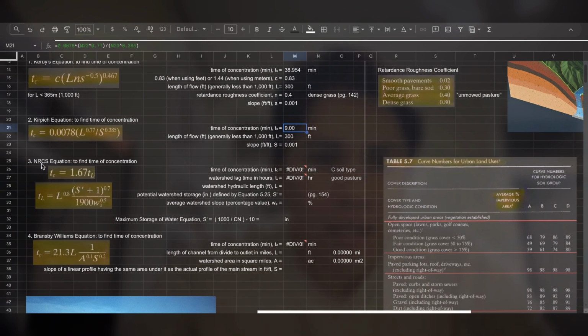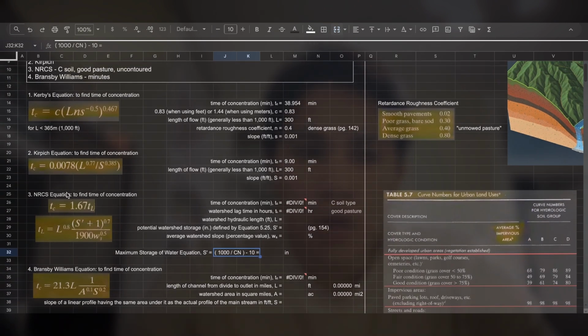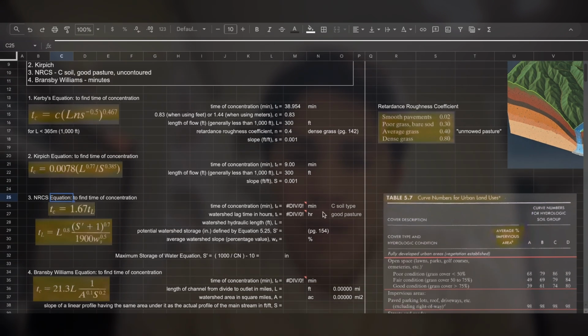Let's move on to the NRCS method to determine the time of concentration. The time of concentration is equal to 1.67 times the lag time. And so we need to solve for lag time first, which I have the equation here. It's also provided in the book. To solve for lag time, we're going to solve for the saturated storage. And to solve for the saturated storage, we're going to need our curve number. So to use the NRCS equation, we need to start with our curve number. And to determine the curve number, we need to know the type of soil and the land use.